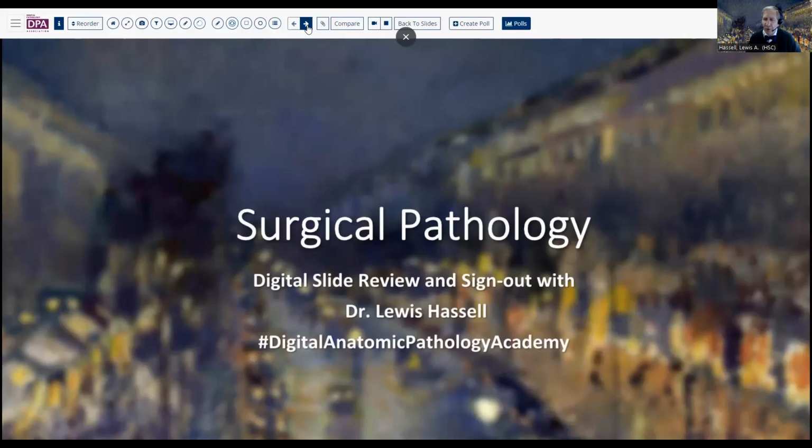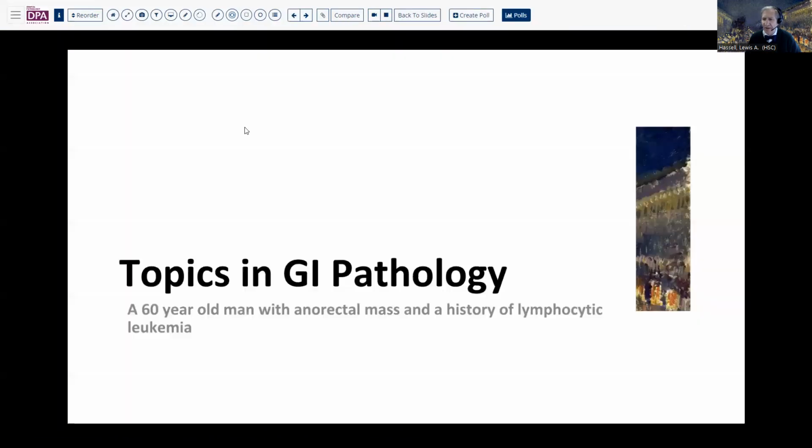It's a 60-year-old gentleman who has a history of a lymphoproliferative disorder, a low-grade lymphocytic leukemia, and has now been found to have an anal mass. So that puts him in a slightly immunocompromised setting and certainly raises concern that this mass could be infectious or potentially one of the neoplasms associated with immune modulation.